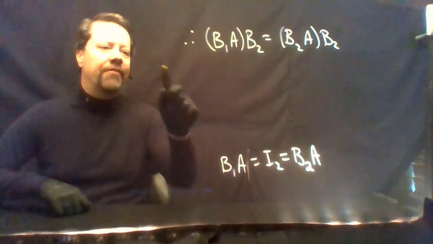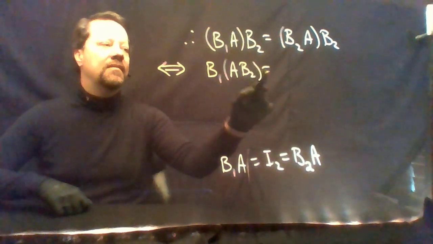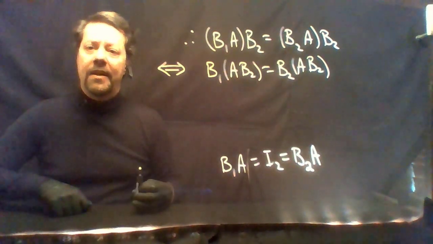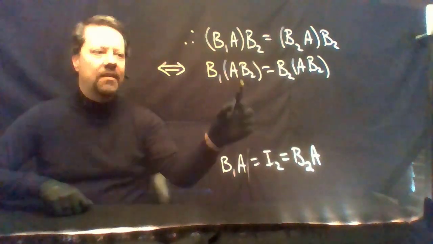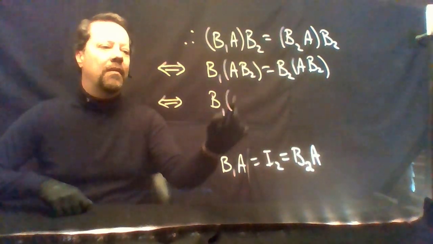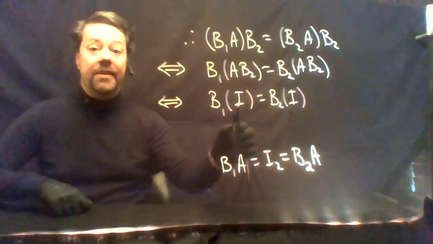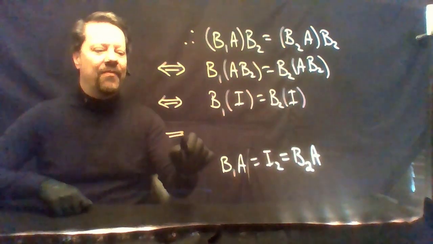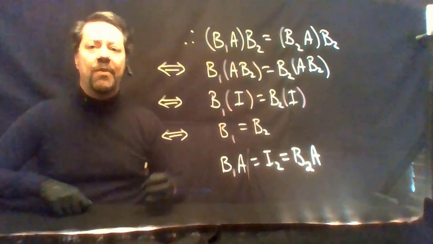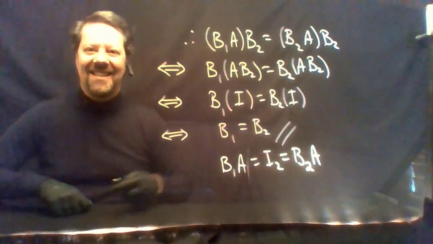Now, we can use the associative property to reassociate these products. Now, we assumed that B2 was an inverse. That means it's both a left inverse and a right inverse. So A times B2 must in fact be the identity matrix. And if you multiply the identity matrix on the left or the right times some square matrix, you just get the matrix itself. We deduce then that B1 and B2 are in fact equal. If you have two inverses, they have to be the same. That's the end of the uniqueness proof.